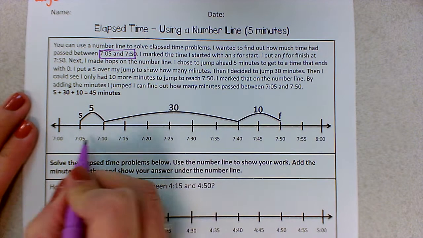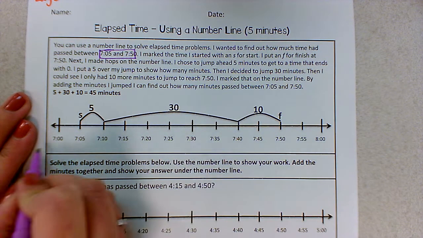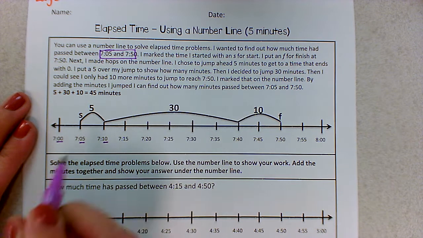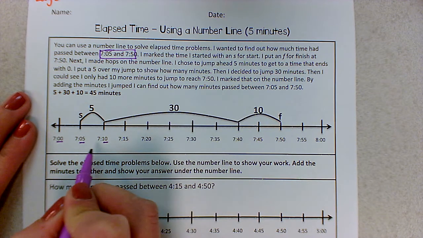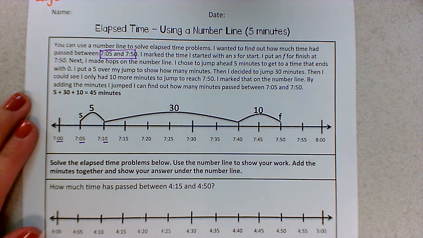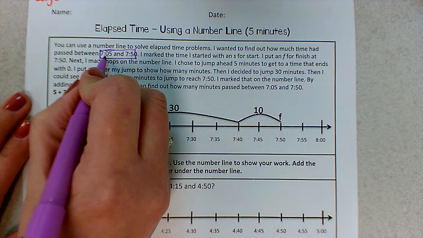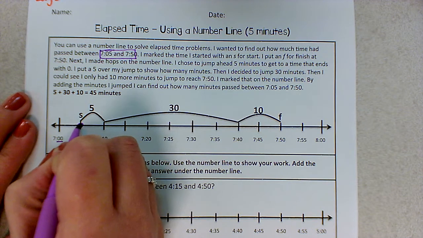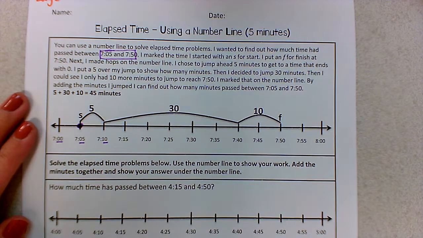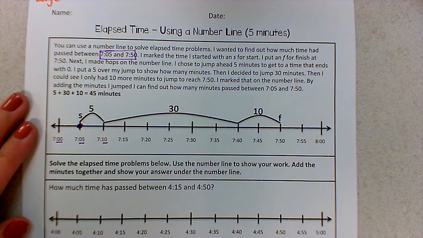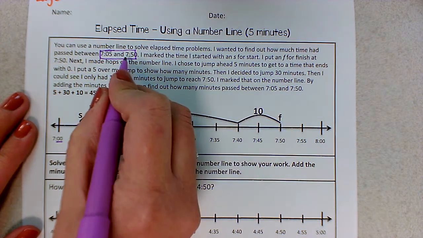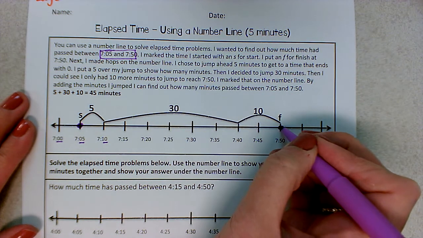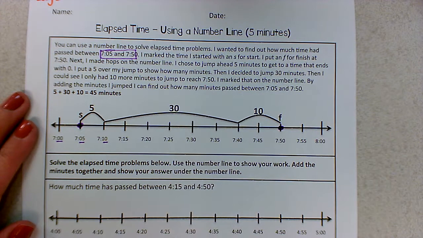I had a number line that was already marked out, and you'll notice that my number line is in 5-minute increments. It goes from 7 o'clock to 7:05, 7:10, okay? I am looking here at my start time at 7:05, so I put a dot on 7:05, and I marked it with an S, so I know that's where I'm starting. Now, I also know that I need to end at 7:50, so I'm also going to put a dot here, and I marked it with an F.